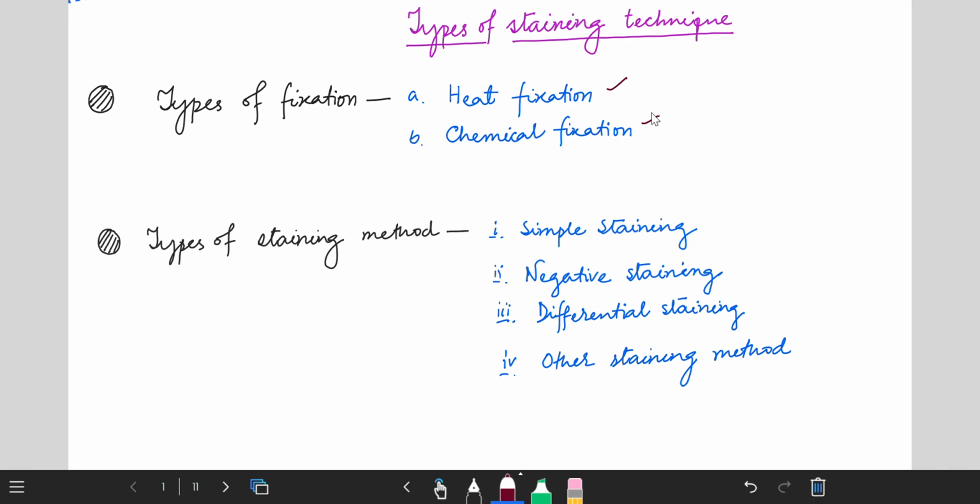Now what are the staining methods? These are mainly four types. First one is simple staining, second one is negative staining, third one is differential staining, and fourth one is other staining. Now we will understand everything clearly.